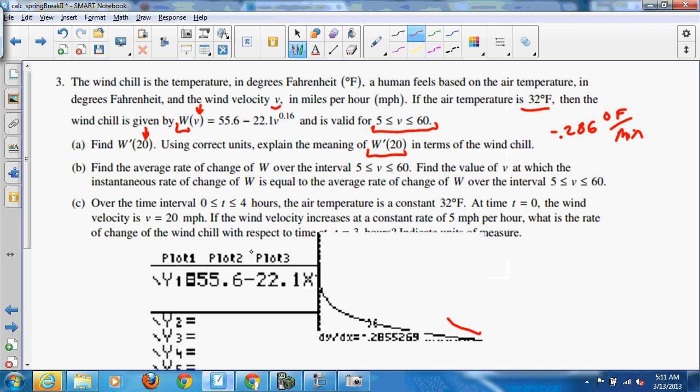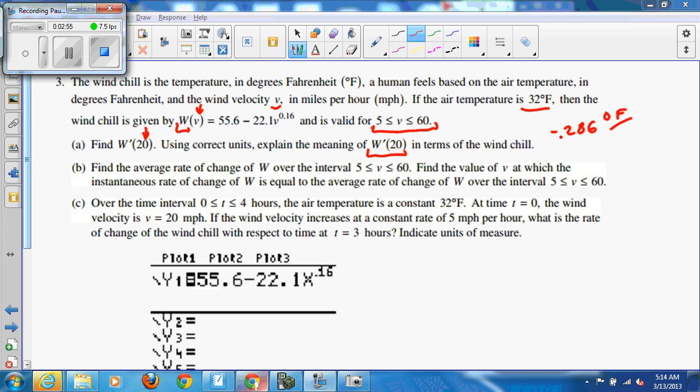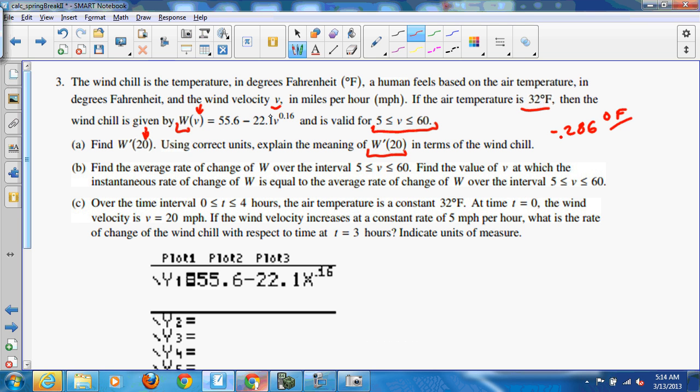Okay. Let's take a look at something else here. Okay. I made a mistake on part A. It says using the correct units. Alright, we got the degrees Fahrenheit proper, but what did we take the derivative of? Took the derivative with respect to velocity, right? So with related rates, we're usually used to putting it over time. So whatever variable you have here is going to be in the denominator. So that's negative 2.86 degrees Fahrenheit per miles per hour. Okay.